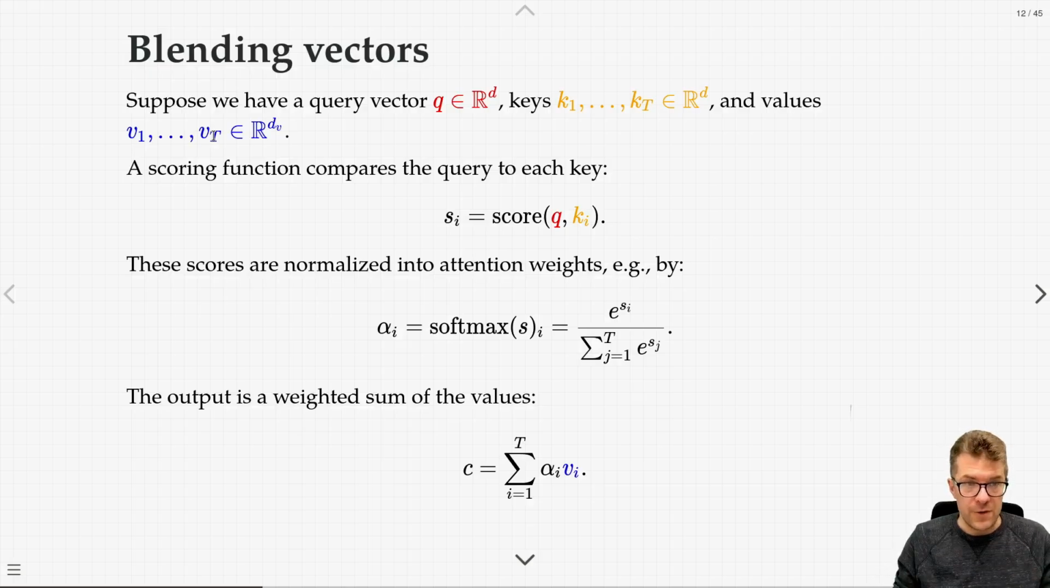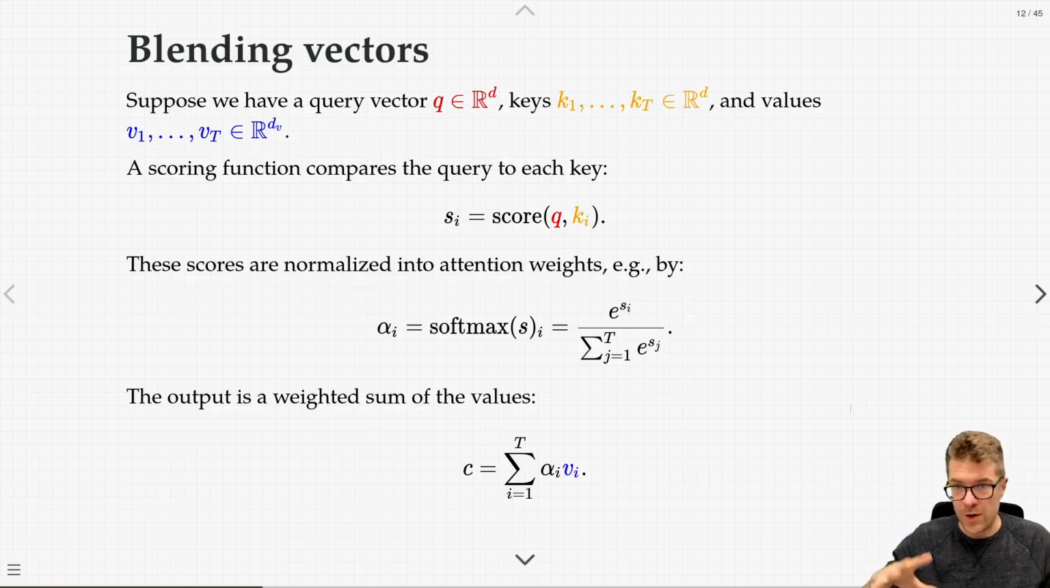We'll have a scoring function, first of all, that will compare the query, a representation of what we need right now, Q, to each of those big T positions, each of those keys. And this will give us a score saying how relevant each of those input positions is to what I need right now.